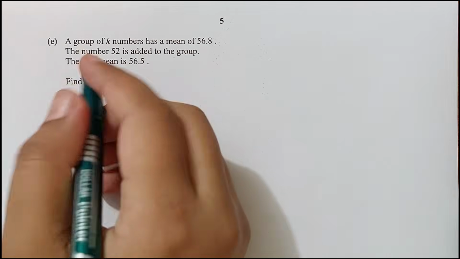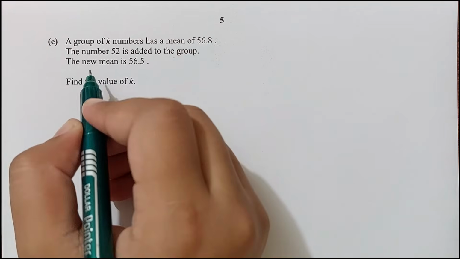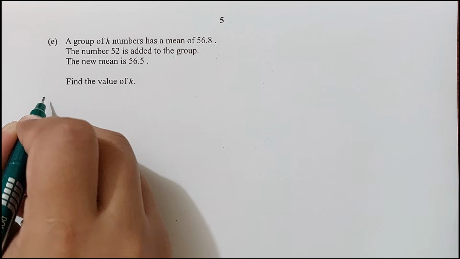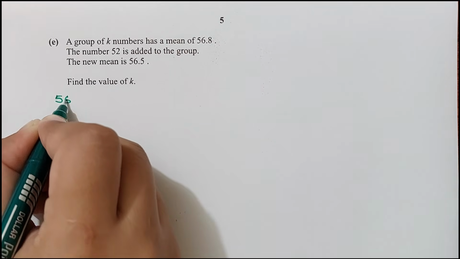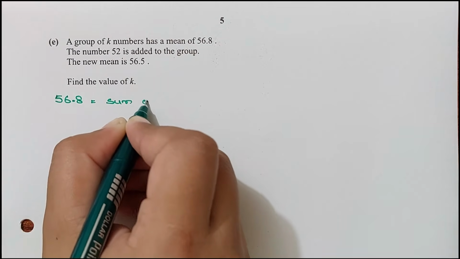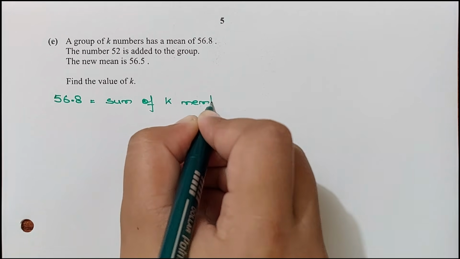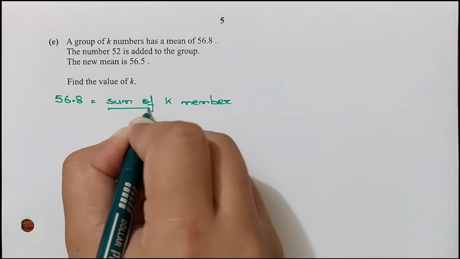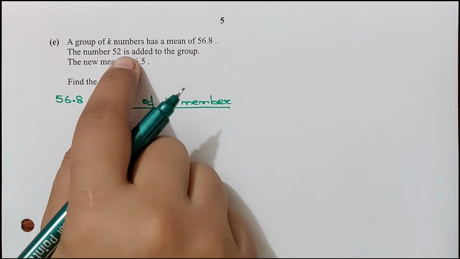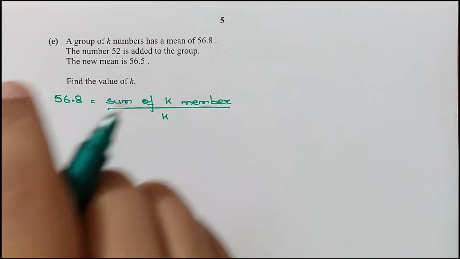Now for part E, a group of k numbers has a mean of 56.8, right? The mean is the sum of all values divided by the total. So the mean is 56.8, which equals the sum of k numbers in the numerator divided by k. The total is k, right? The number 52 is added to the group, and the new mean is 56.5.